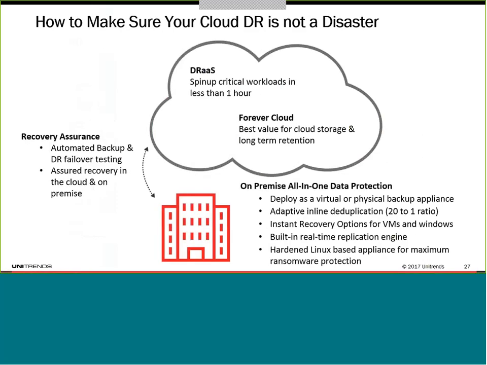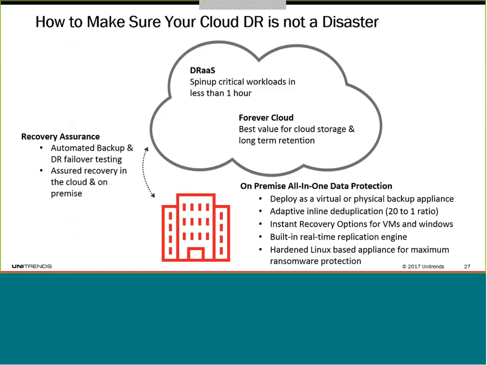So just to summarize here, here are the highlights of all of the services that Unitrends offers. It starts with our appliances that are on-site, either our Recovery Series physical appliance or our Unitrends Backup software-based virtual appliance. All of them come with inline deduplication. It can recover for VMs and Windows. It covers both physical and virtual environments. It does real-time replication from one site to another or from one site to the cloud.